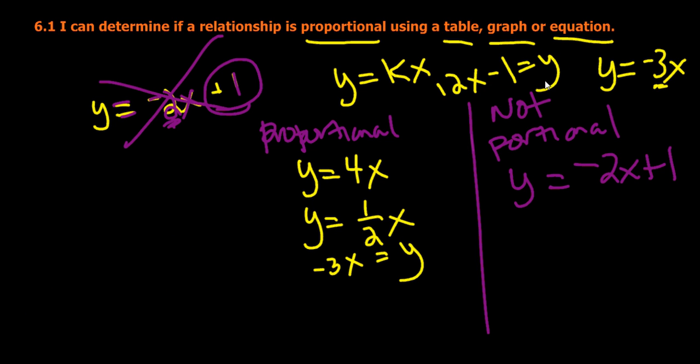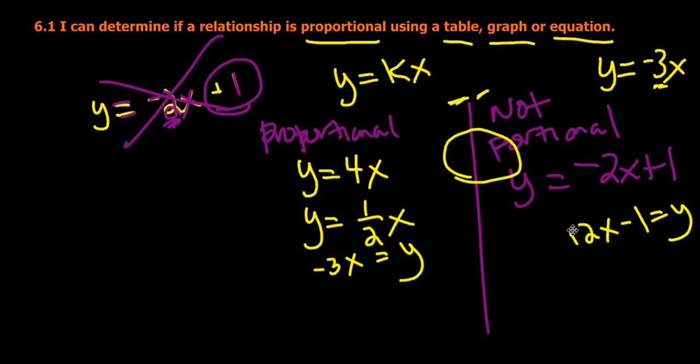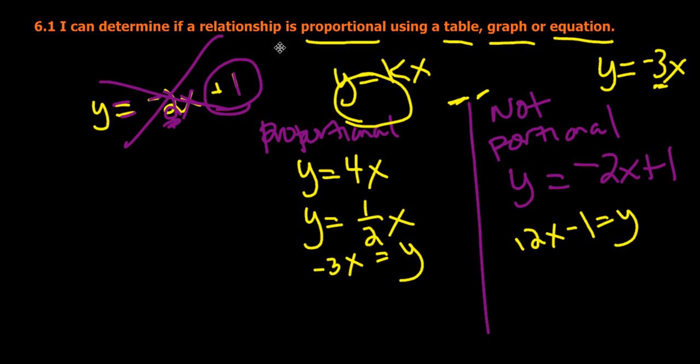And then I look at this last one. 12x minus 1 equals y. So I have my y. It's on the other side, but that's okay. We talked about that. We can move it over. I have my 12x. So my k looks like it's 12, but I have this minus 1. The buzzer goes off. That relationship is not proportional, okay?